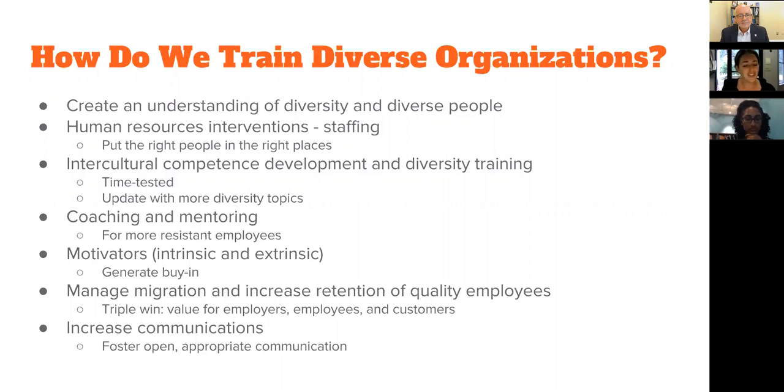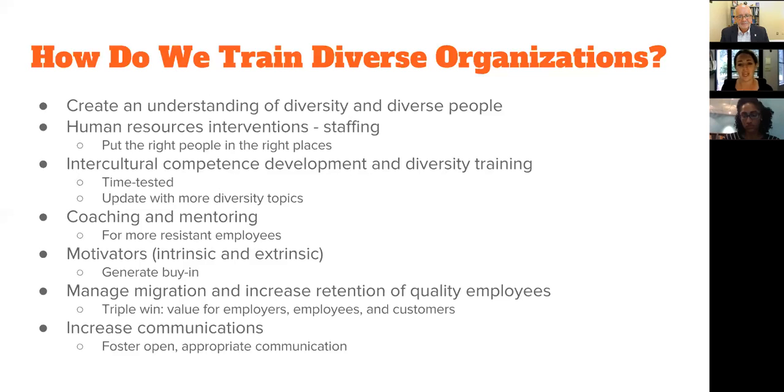Motivators. I love a good motivator. Intrinsic, of course, is my favorite, but extrinsic is good as well. So generating that buy-in with employees to work together, to cooperate together, to understand one another, and to bring in that atmosphere of acceptance is going to really provide a solid backbone for that organizational development and training.